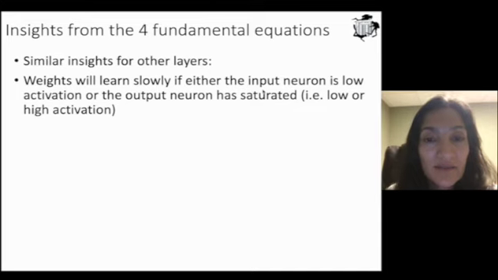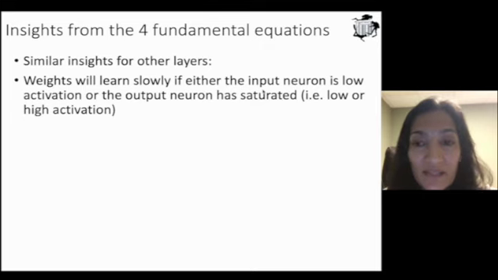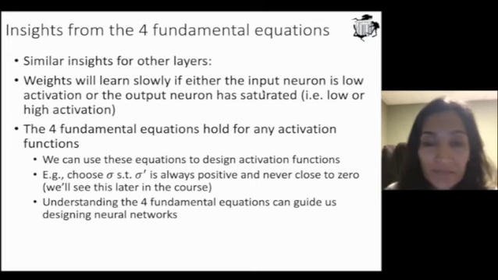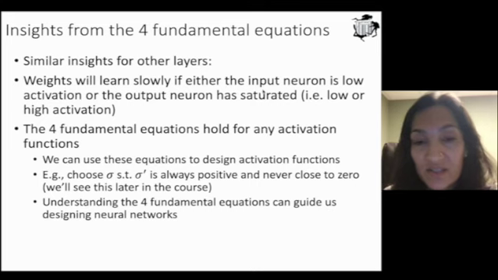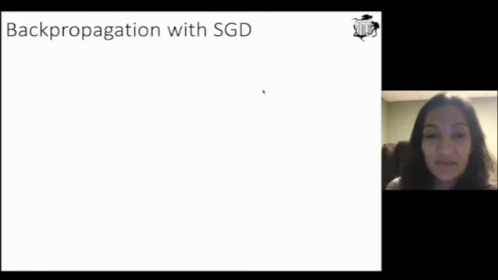Other insights for other layers is that the weights will learn slowly if either the input neuron is low activation or the output neuron has saturated. The 4 fundamental equations hold for any activation functions. We can use these equations to design activation functions, i.e. we can choose activation functions that are always positive and never close to 0, such as the ReLU activation we'll see shortly. And understanding the 4 fundamental equations can sort of guide us in designing the neural networks, even though a lot of people view them as a black box.